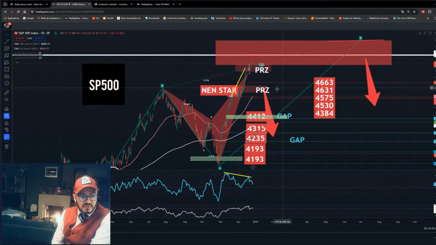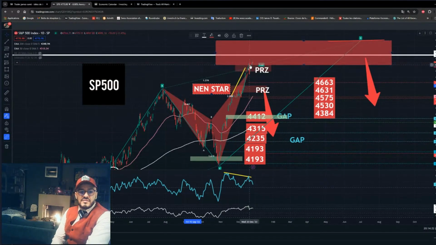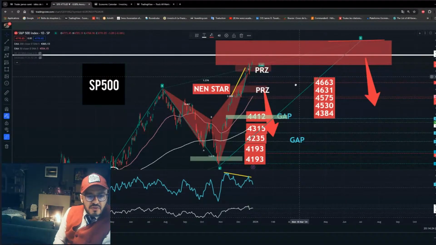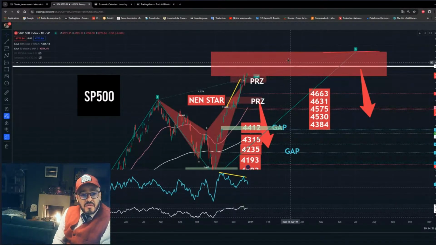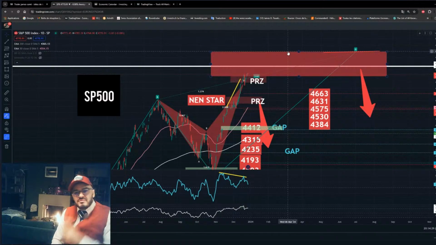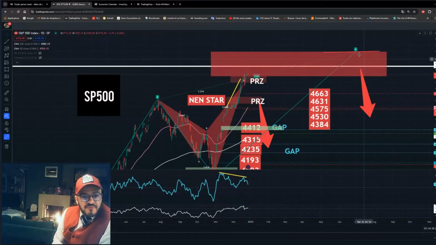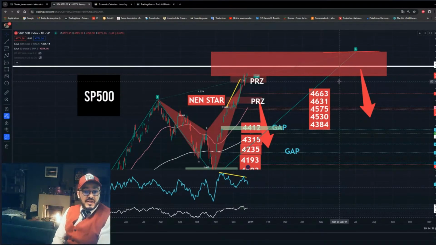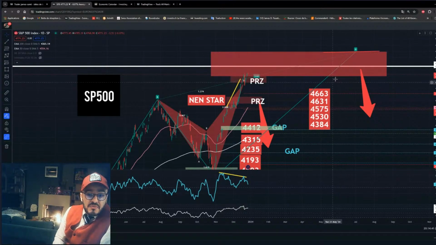Remove here the N star. The N star is still valid. And we have also another PRZ here who is much larger, because we have ABCD pattern. Okay, so the maximum is this level, 4,920, and the minimum, we are on the minimum now. Okay, so we will see.